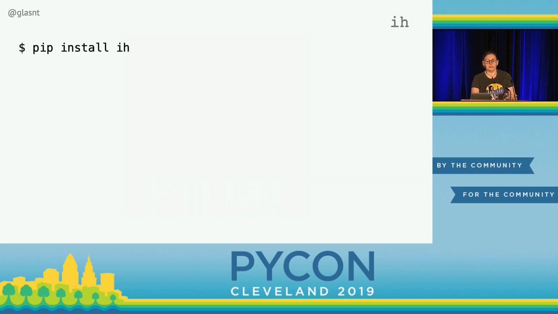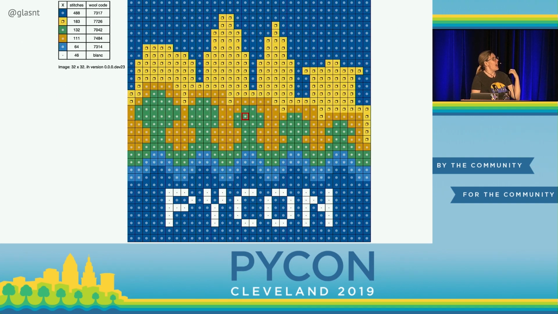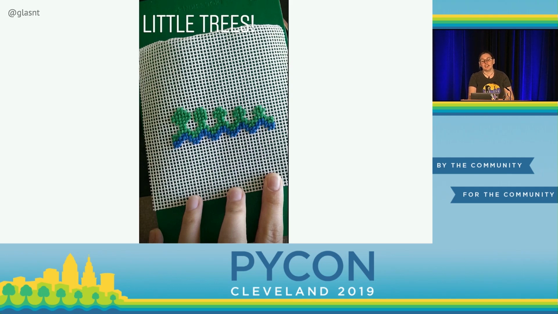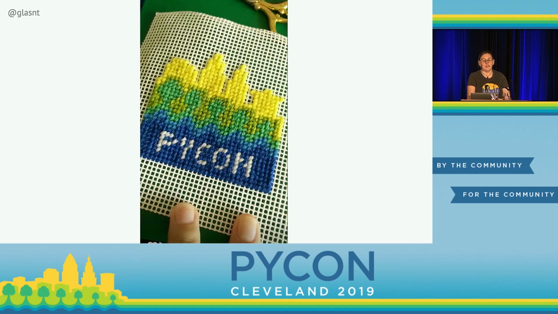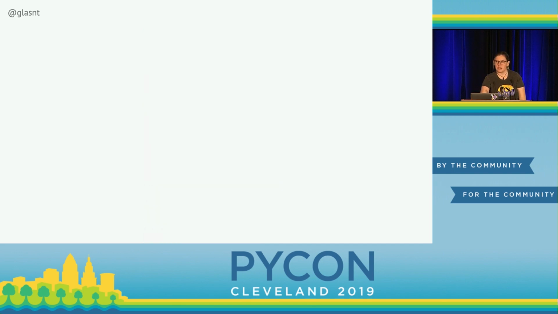So in my terminal, I can pip install I, and I can run it on my tiny PyCon image. And I get a HTML out, which is a cross-stitch pattern that I can use to then sit on a nice sunny Saturday afternoon in Australia on my couch with some YouTube channel happening on the TV, and then slowly but surely build up my image on my little tiny chart and tweet about this on Instagram, and then have my final image be this. You know what? That's too small.